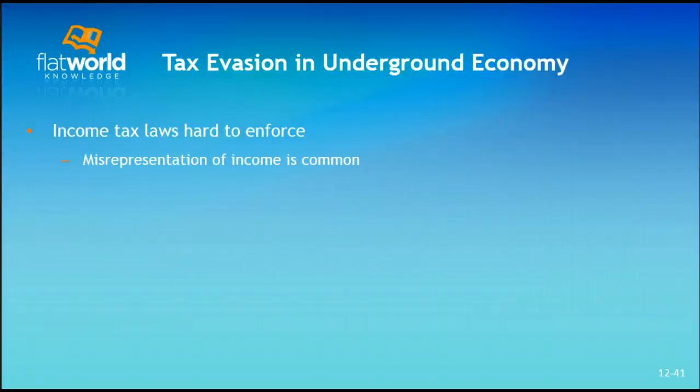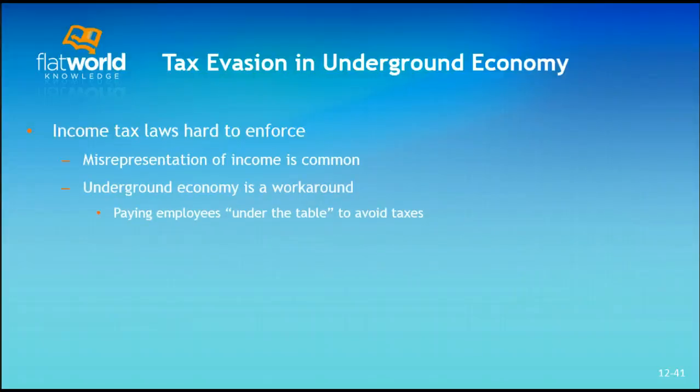Misrepresentation of a person's income is quite common, and the underground economy is a great workaround. For instance, some employers may choose to pay employees under the table, in other words, pay them in cash, so that the employee doesn't have to report the income and the employer doesn't have to report that the income was paid. The employees can still, in some cases even, claim to be unemployed if they're being paid under the table, and if they had been receiving unemployment benefits, they can continue to receive those.